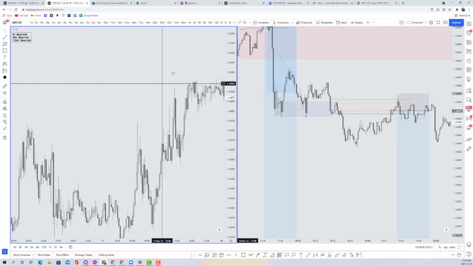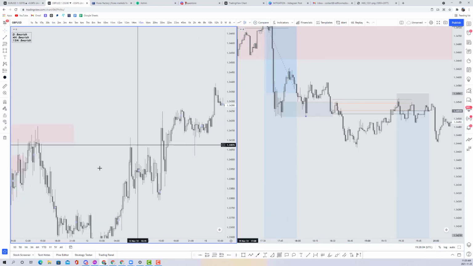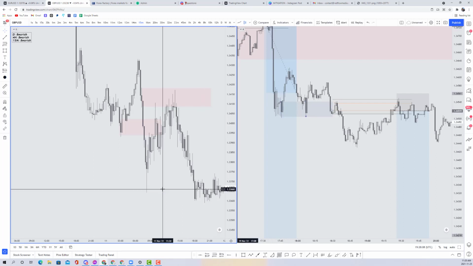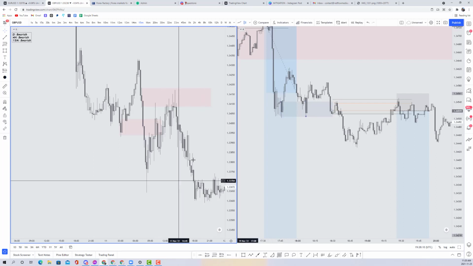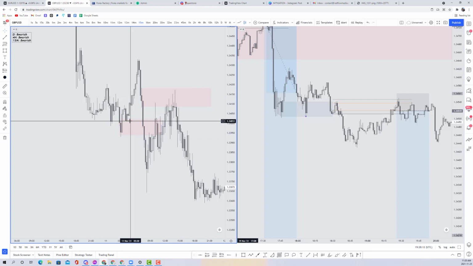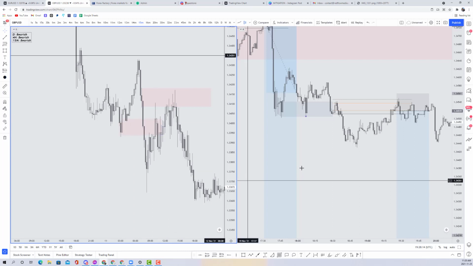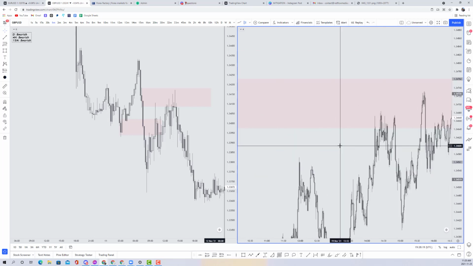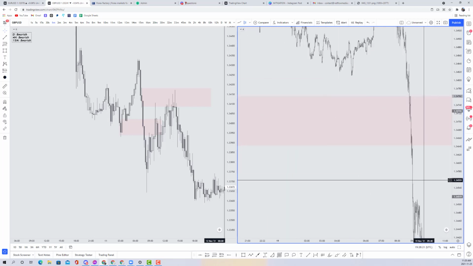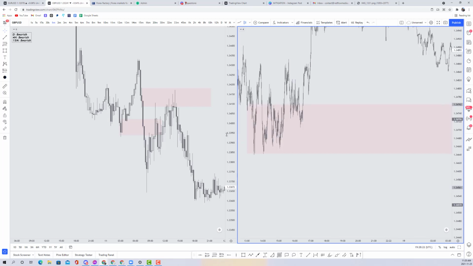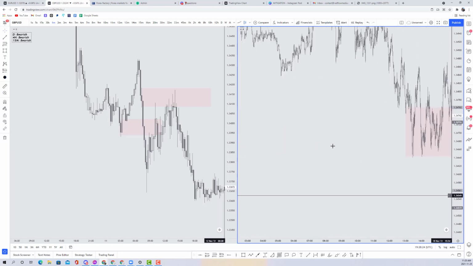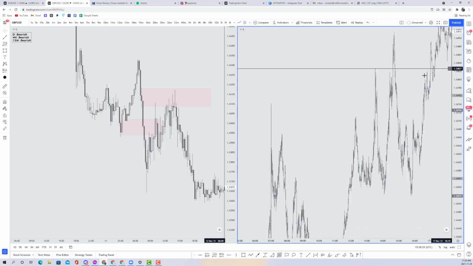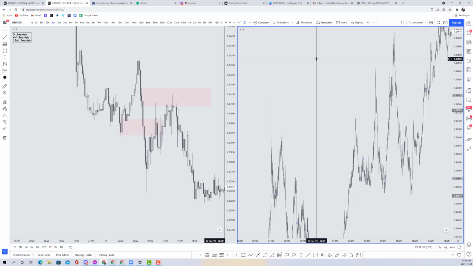I believe I may have marked one more, maybe two more. Perfect. So, this is a perfect example of the breaker block used to create inducement. So let's find this zone here, and I think I may have one more marked after this. The content of the breaker block and the whole concept is the exact same. It is essentially a supply or demand.